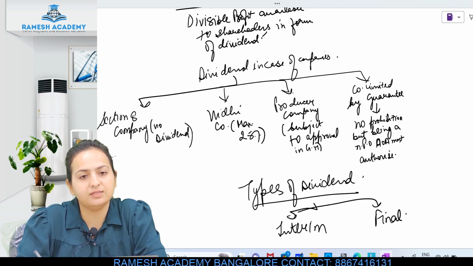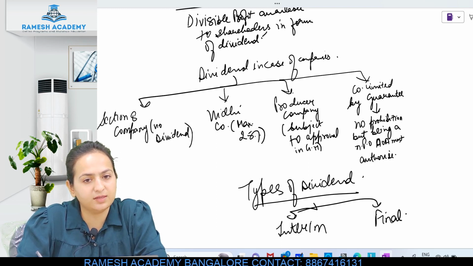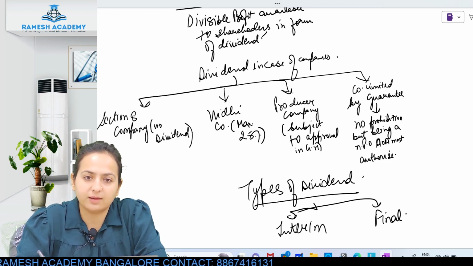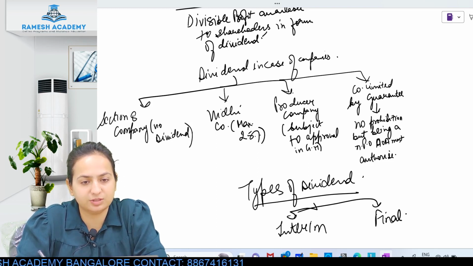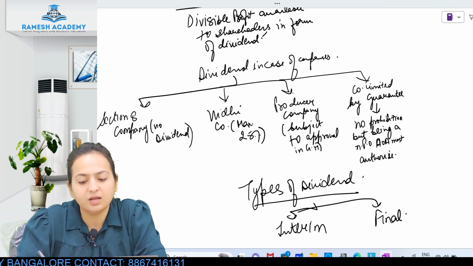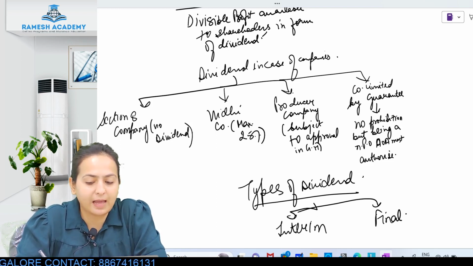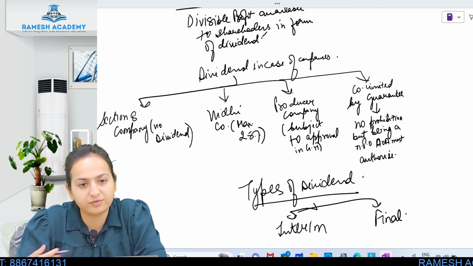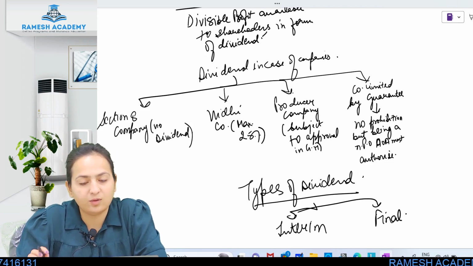Section 8 companies: in that company, no dividend is declared. Nidhi companies: a maximum of 25% dividend is declared. Producer company: it is subject to approval in the general meeting. And company limited by guarantee: no prohibition. But being an NPO, a company engaged in non-profit making activity, their AOA must authorize.